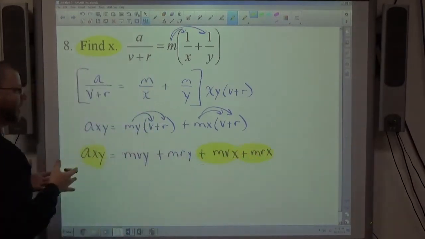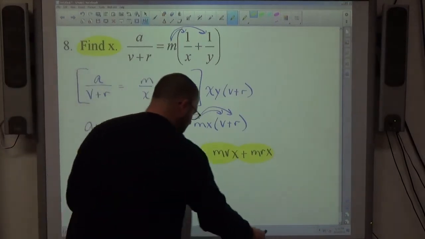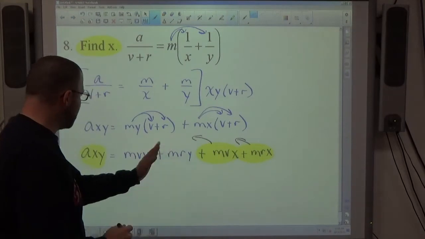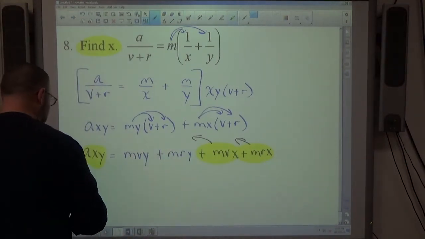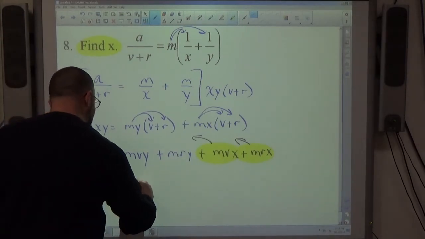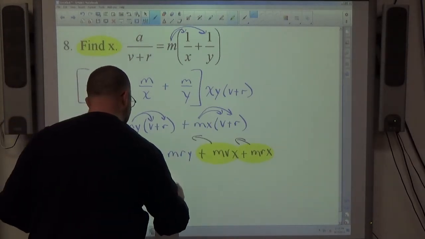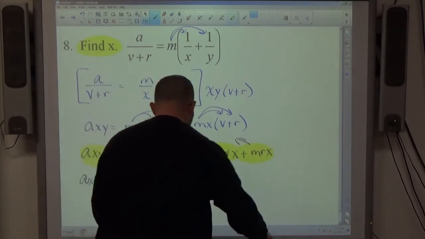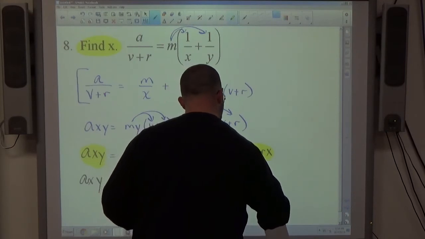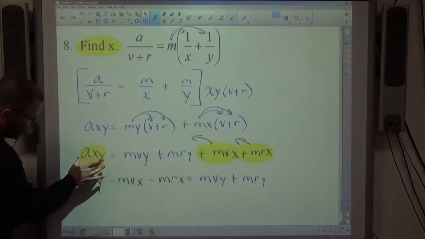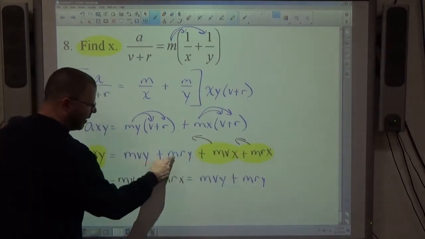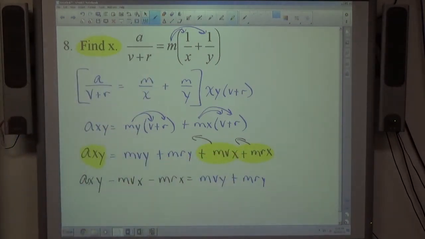So I need all the x's to get together on the same side of the equation. I'm going to choose the left side. So I'm going to take this guy and this guy over to the left. I'm going to keep these two guys over on the right. And I'm going to keep axy right where it's at. So axy staying where it's at, moving mvx and mrx to the left. And I'm keeping mvy and mry right where they're at, so they stay positive. So this stayed right where it was, it stays positive. Moved, both became negative. Stayed, both stayed positive.